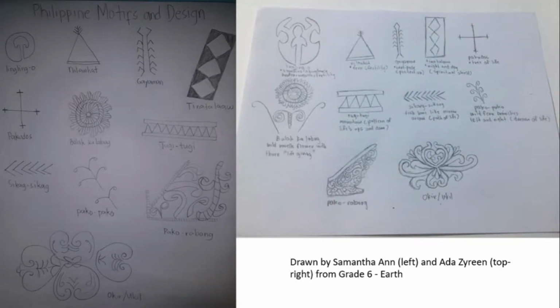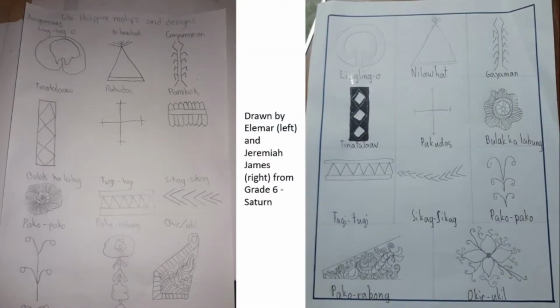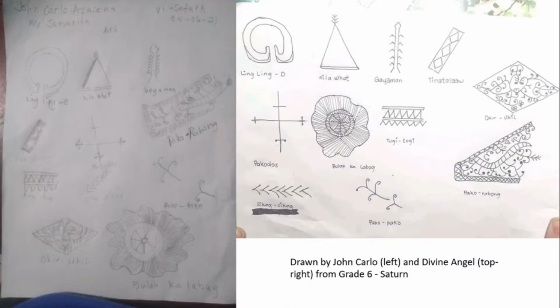Here are the works of your schoolmates. Drawn by Samantha Ann, left, and Ada Irene, top right, from grade 6, Earth. Here are from grade 6, section Saturn. Drawn by Elmer, left, and Jeremiah James, right, from grade 6 Saturn. Drawn by John Carlo, left, and Divine Angel, top right, from grade 6 Saturn.